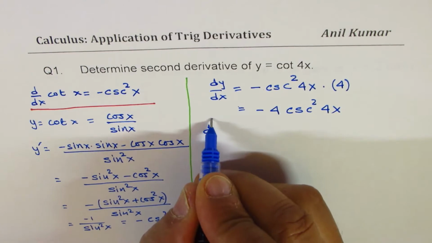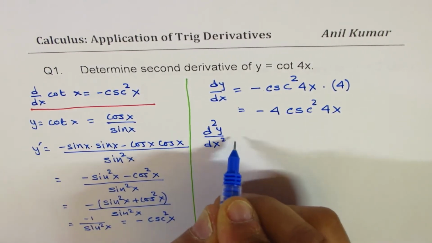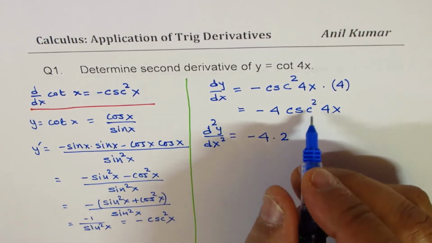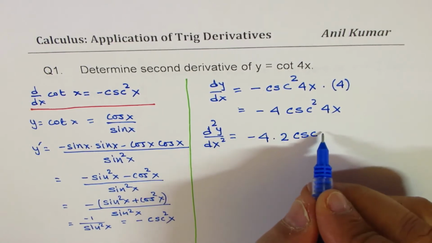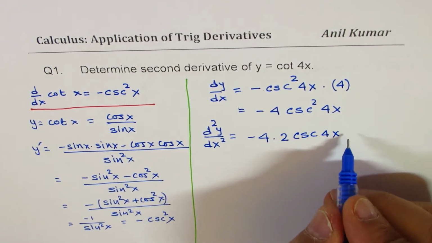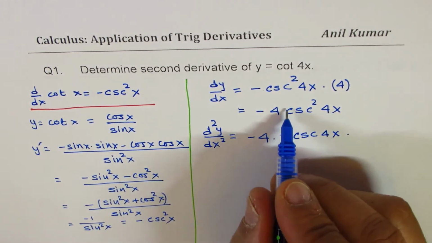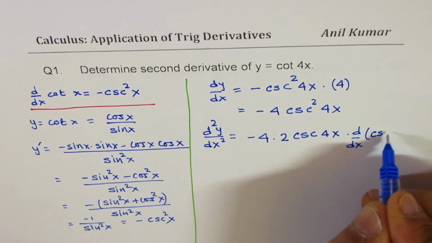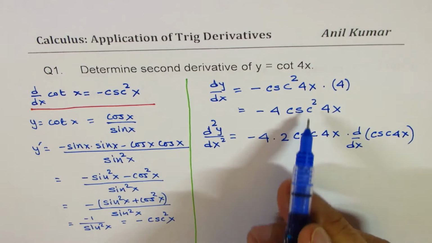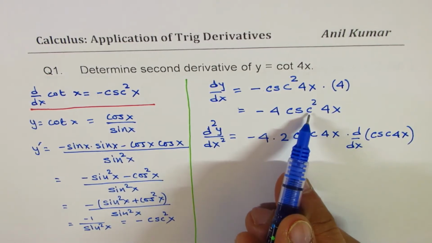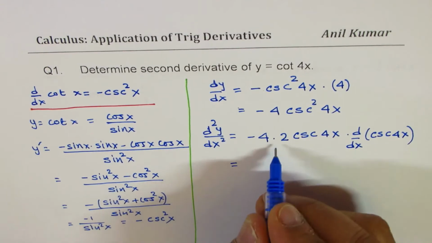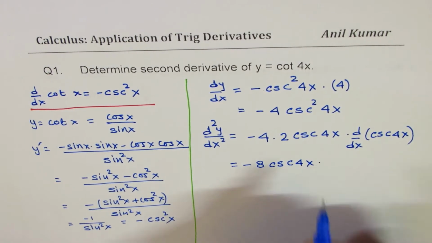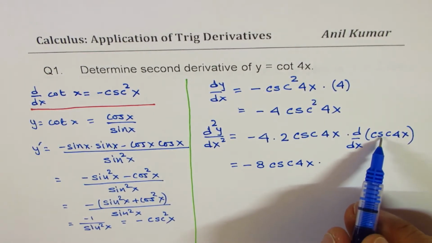Now let's find the second derivative, d2y by dx square. Second derivative will be minus 4, and we are going to apply the power rule now, 2 times cosecant 4x times derivative of the function, d dx of cosecant 4x. Do you get an idea? So first apply the power rule and then derivative of inside function. So what you get here is minus 8 cosecant 4x times, now again you have to write derivative of cosecant 4x.